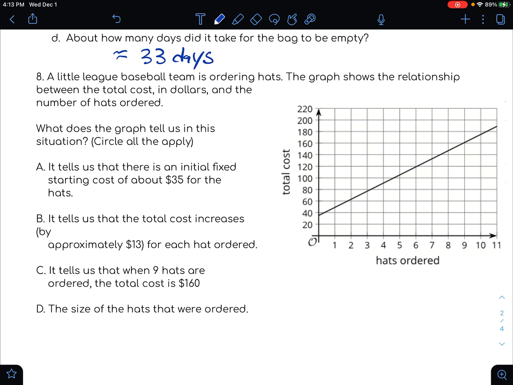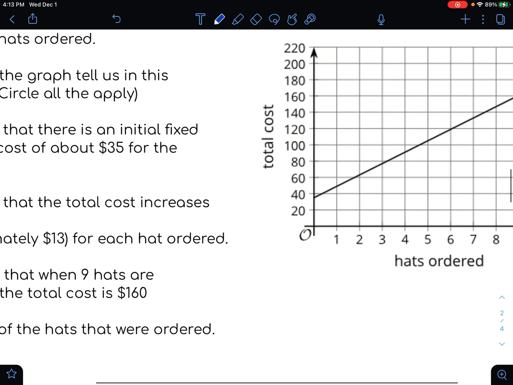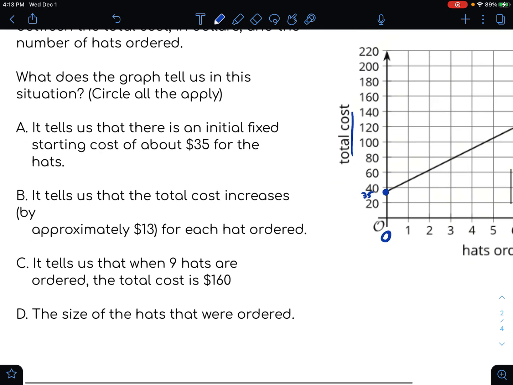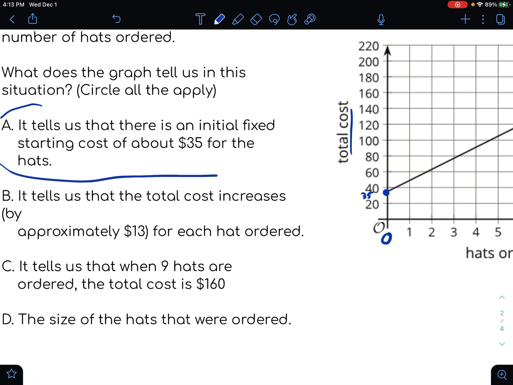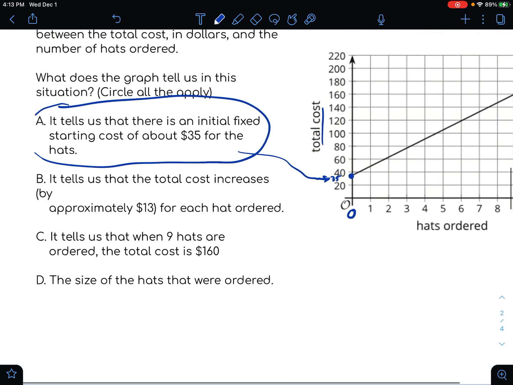A, it tells us there's an initial fixed starting cost of about $35 for the hats. Well, it's a little bit hard to see exactly what the original cost would be, but that would be right here at the beginning, and it certainly seems like that is at about 35 here. We can't see exactly what that is. It's closer to 40 than to 20, and that certainly seems reasonable that 35 would be the initial starting cost there. So we will go with that one.